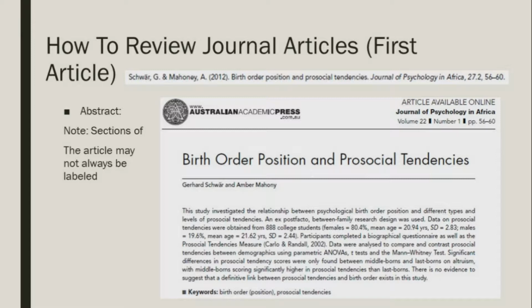Data were analyzed to compare and contrast prosocial tendencies between demographics using parametric ANOVAs, or analysis of variances, t-test, and the Mann-Whitney test. Significant differences in prosocial tendency scores were only found between middleborns and lastborns on altruism, with the middleborns scoring significantly higher in prosocial tendencies than lastborns. There is no evidence to suggest that a definitive link between prosocial tendencies and birth order exists in this study.